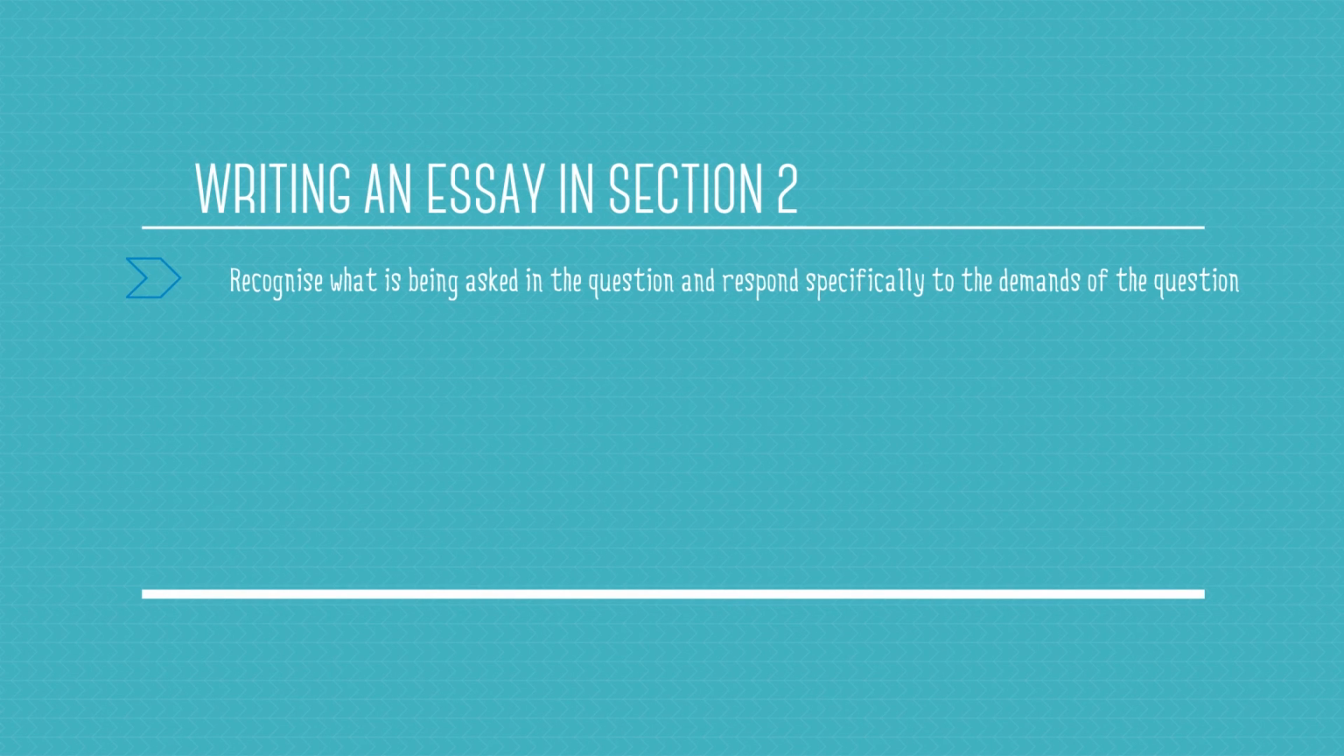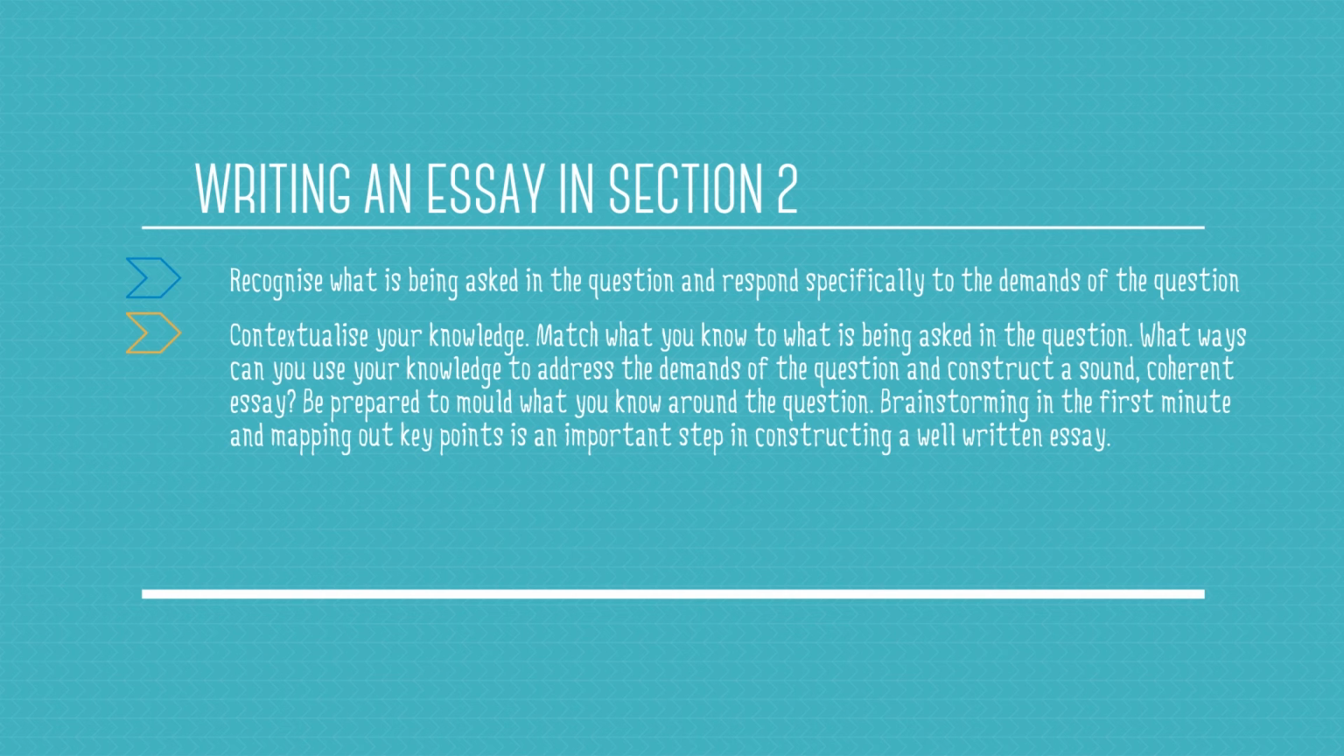Writing an essay in Section 2 of the written exam, you need to recognise what is being asked in the question and respond specifically to the demands of the question. Contextualise your knowledge. Match what you know to what is being asked in the question. What ways can you use your knowledge to address the demands of the question and construct a sound, coherent essay? Be prepared to mould what you know around the question.